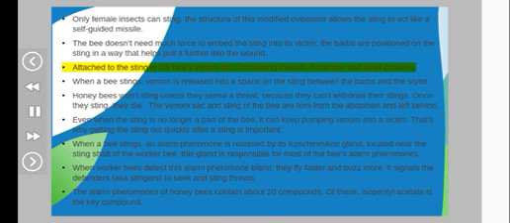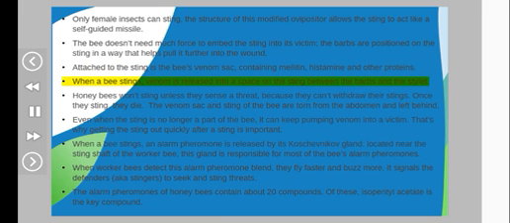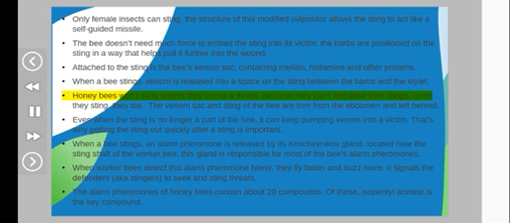Attached to the sting is the bee's venom sac, containing melanin, histamine and other proteins. When a bee stings, venom is released into a space on the sting between the barbs and the stylet. Honeybees won't sting unless they sense a threat, because they can't withdraw their stings.